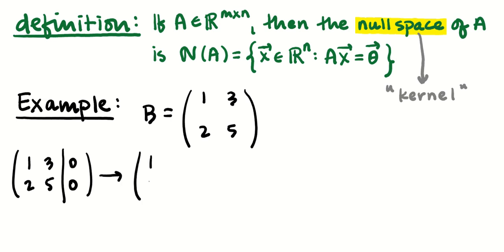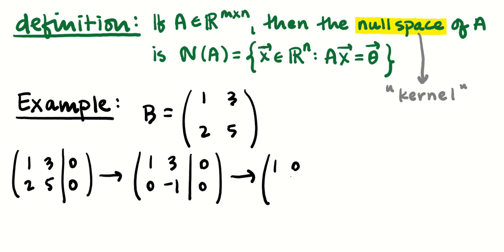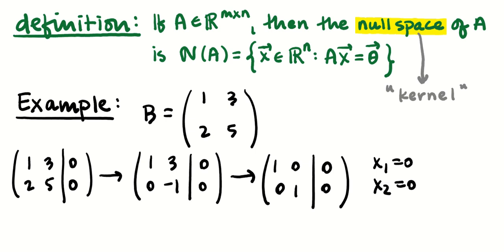So that'll be 1, 0. 5 minus 6 is negative 1. Might just add 3 row 2s to row 1 right now, and then divide row 2 by negative 1. And then I'll see, oh, okay, cool. I've got x1 equals 0, x2 equals 0. So the null space of B is just the set that has the 0 vector in it.